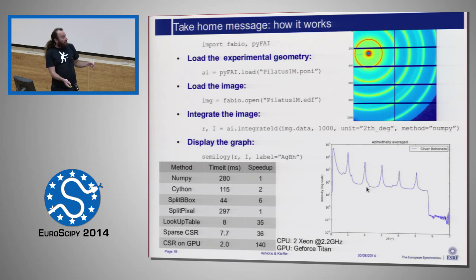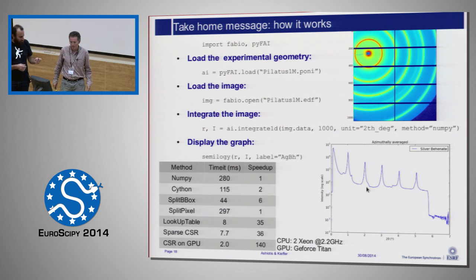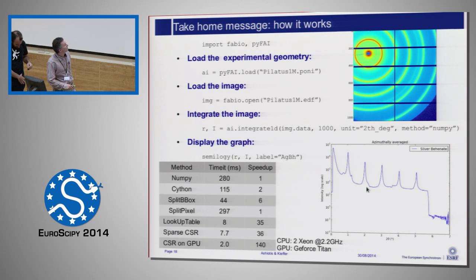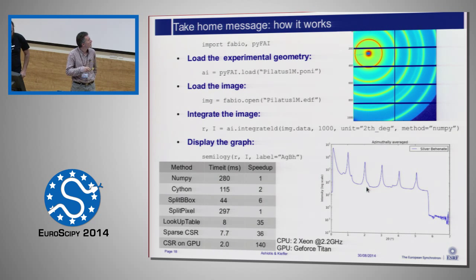And so I pass it to Jérôme for concluding statements. Okay, as I said, the library has a Pythonic interface, so this can be obtained by calling 4 lines: an import statement, loading the geometry from a file, loading the image, and just one single call to integrate1d that provides the result you obtain.